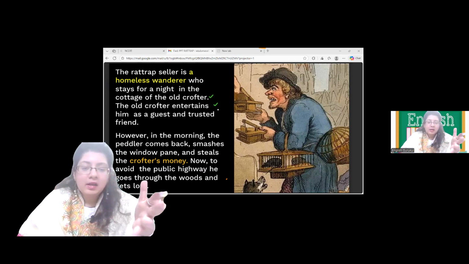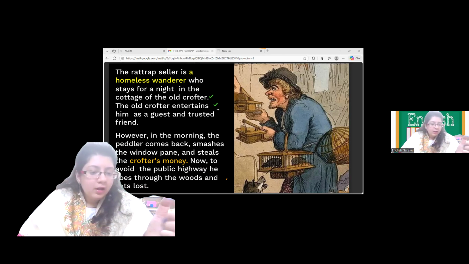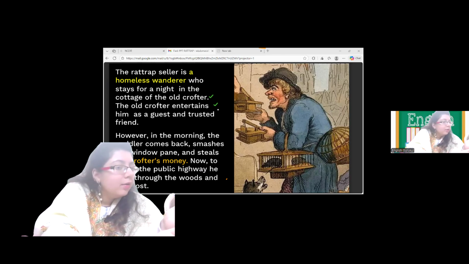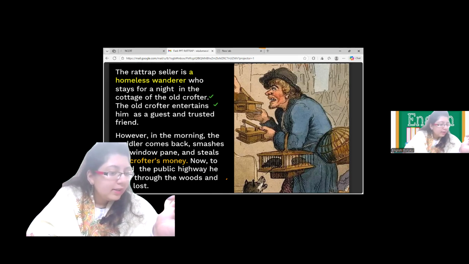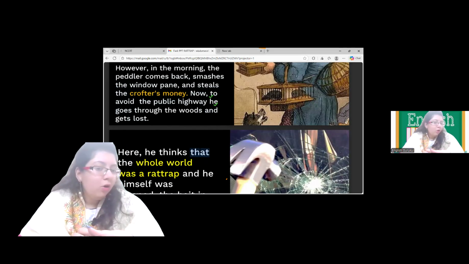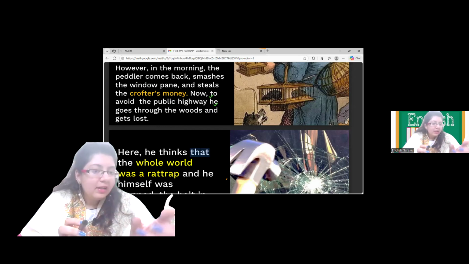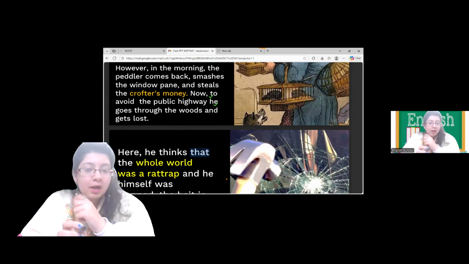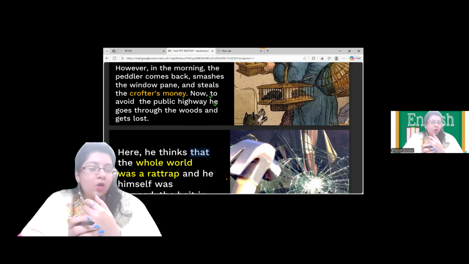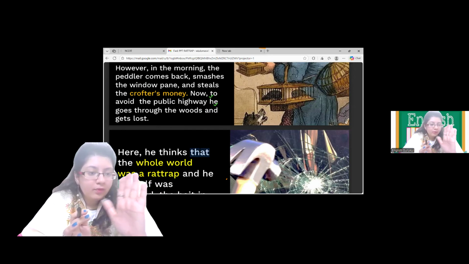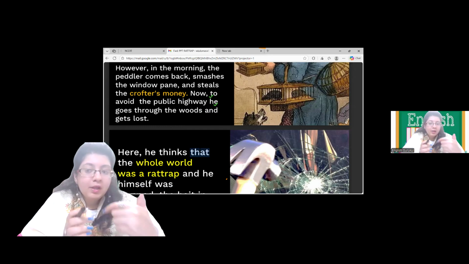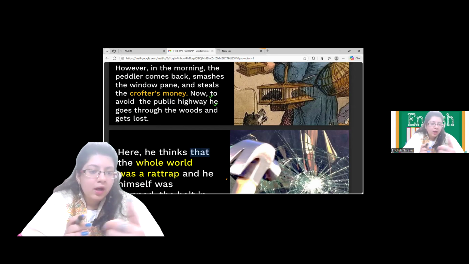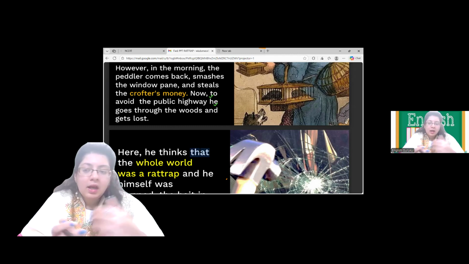However, in the morning the peddler comes back. He showed as if he was going, right, that he had gone. But you get to see how he comes back and smashes the window pane and steals the crofter's money. What do we get to see? He comes back and smashes it, because the old crofter had revealed where he used to keep the money that he used to earn. He used to keep it near the window pane, and therefore it became easier for him to steal because it was near the window. The old crofter had told him everything, where he keeps his money, how he keeps his money, and about his personal life too.